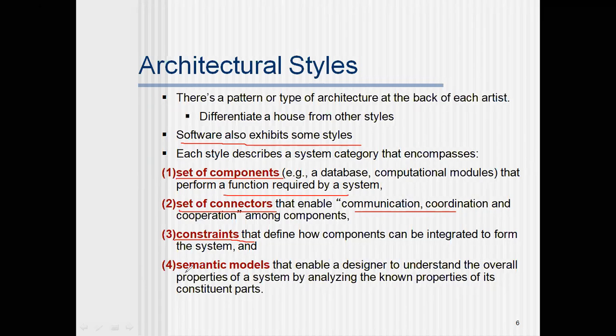And next, semantic. The fourth one is semantic models that enable a designer to understand the overall properties of the system. So the overall properties of this particular system come under the semantic models. By developing these components and connections, adding some styles, and any rules and regulations for making these components with connections, the overall properties of the system can be built by exhibiting some styles.